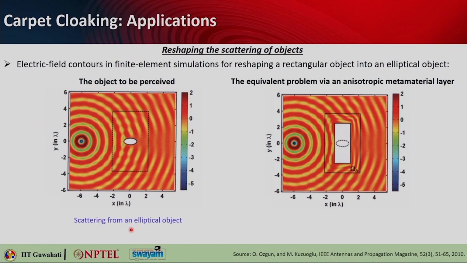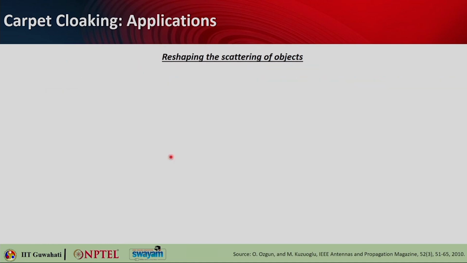So, here it is a scattering from an elliptical object, okay, it looks like this, and this shows the equivalent problem via an isotropic metamaterial layer, which actually gives scattering from a rectangular object embedded in an anisotropic medium, designed by transformational optics to scatter like an elliptical object. So, this is the actual reflection, or you can say scattering, happening from the elliptical object, and here you have put this rectangular object in an anisotropic medium to give you similar scattering features like an elliptical object. So, you are basically reshaping the objects.